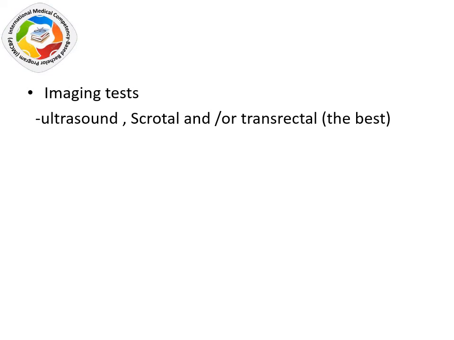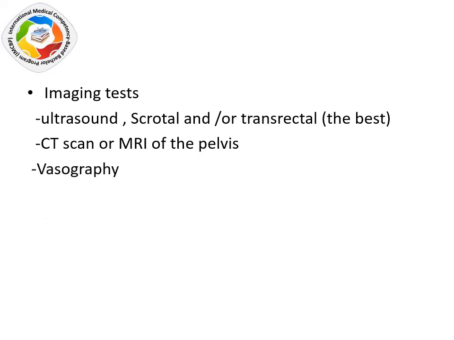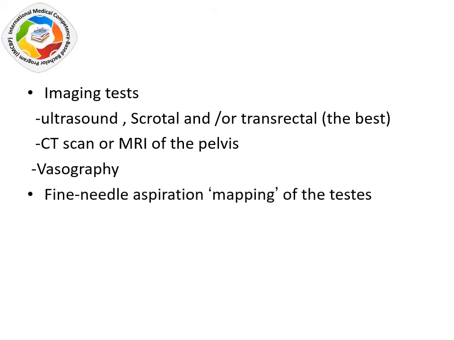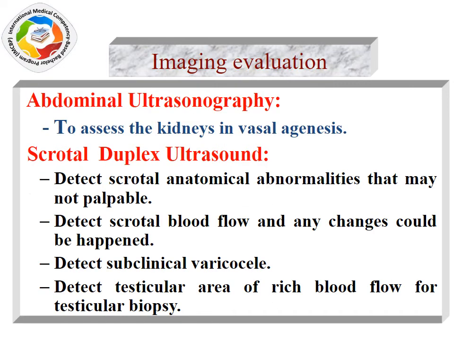Imaging tests: in these cases we must do ultrasound, scrotal or transrectal ultrasound, and to this extent we use CT or MRI. Vasography is not needed today. Ultrasound is an important diagnostic tool in cases of infertility. Abdominal ultrasonography is used mainly in cases of vasogenesis, which is sometimes associated with renal malformations, but scrotal duplex ultrasound is needed in our cases of infertility.